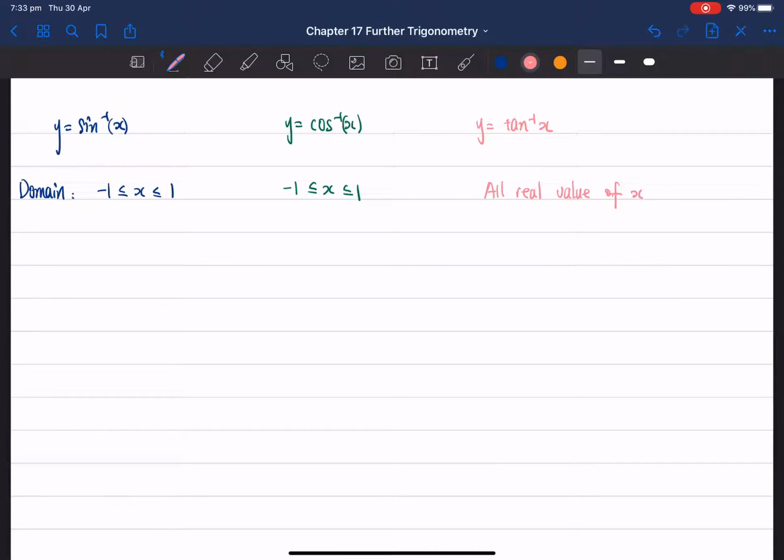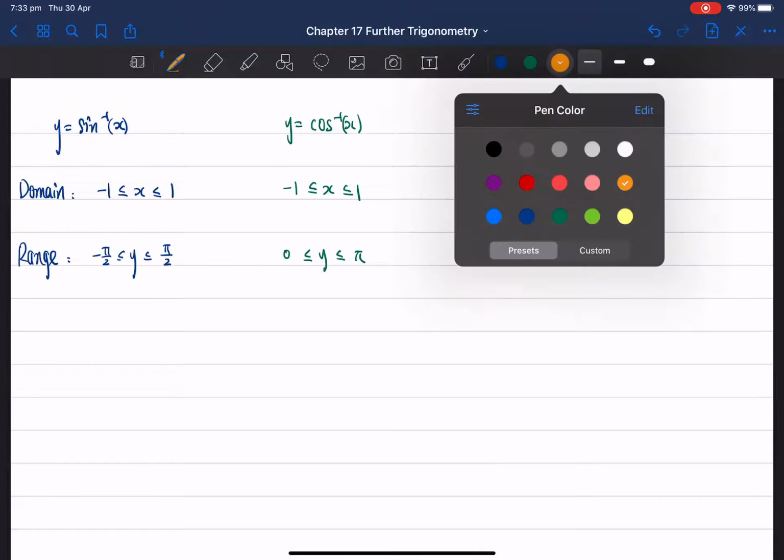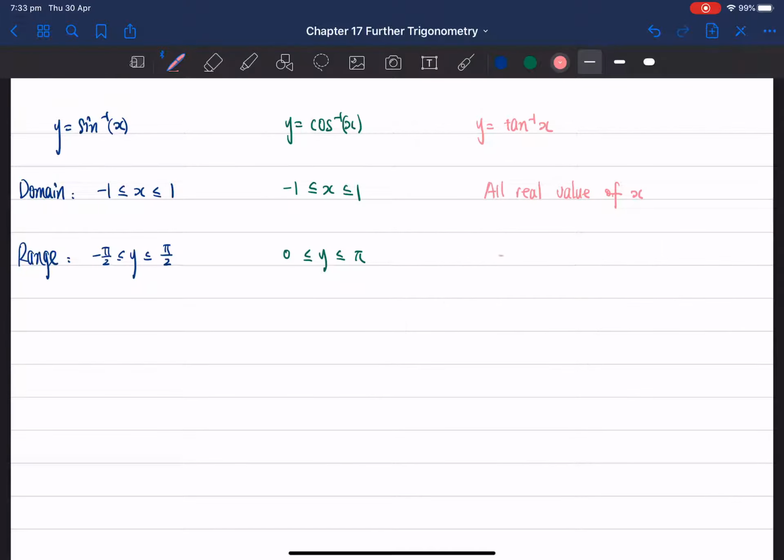Okay, all right. Now, what about the range? The range of sine inverse x is y between -pi on 2 and pi on 2. For cosine inverse x, it is between 0 and pi. And for the tangent inverse x, it is between -pi on 2 and +pi on 2, but there's no equal sign. All right, so this is just the summary. Now, we're going to use this summary to do some example questions.